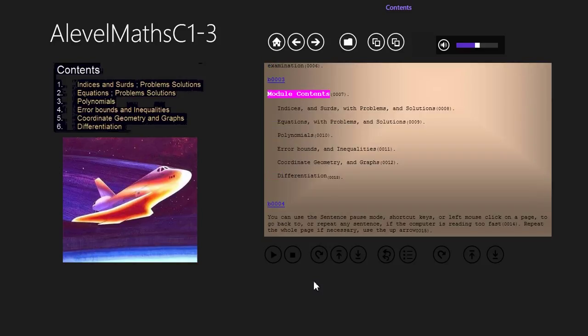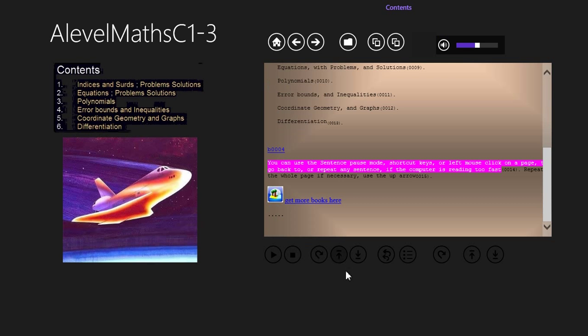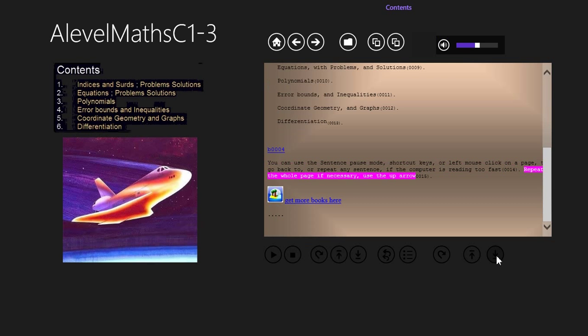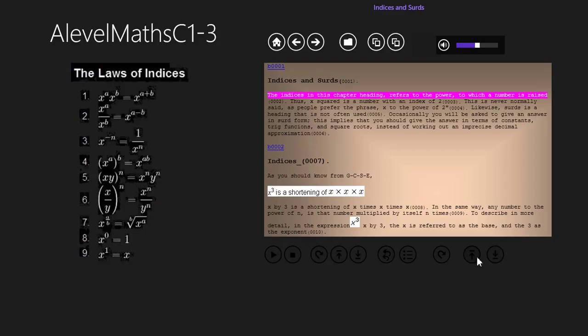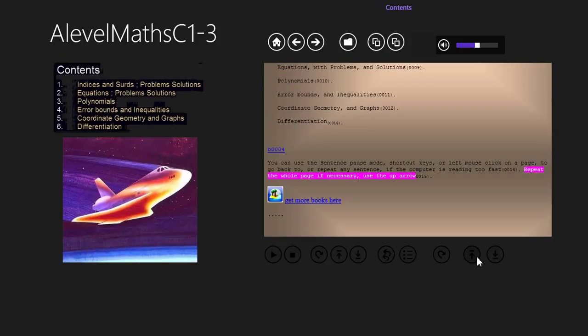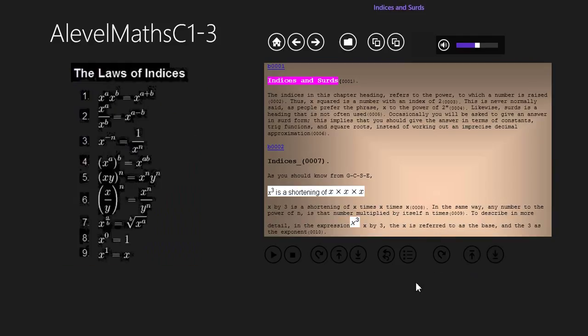Module contents indices, inserts. You can use the sentence pause mode, shortcut. Repeat the whole page if Get more books. Indices, inserts. The indices. Get more books. Repeat the whole page if Get more books. Indices. Get more books. Repeat the whole page. Get more books. Indices, inserts.